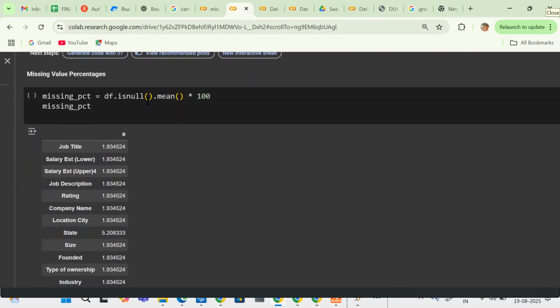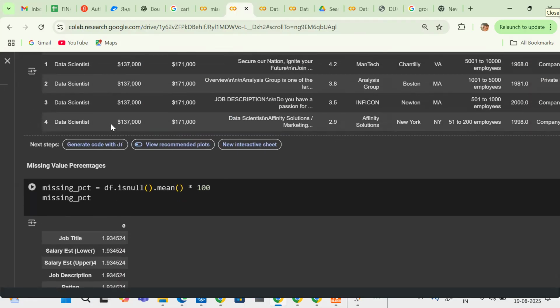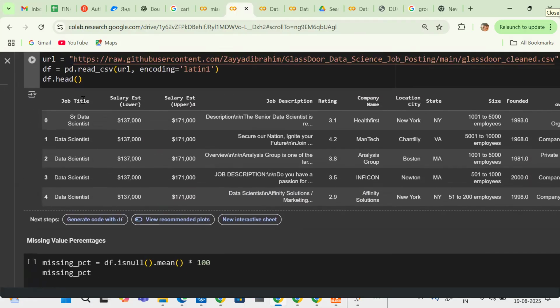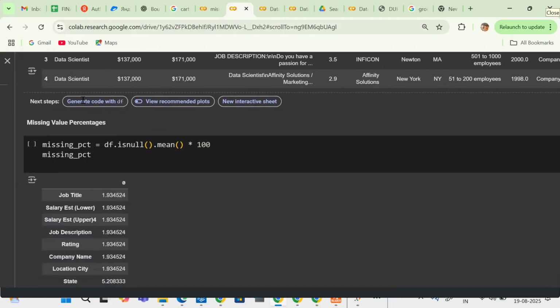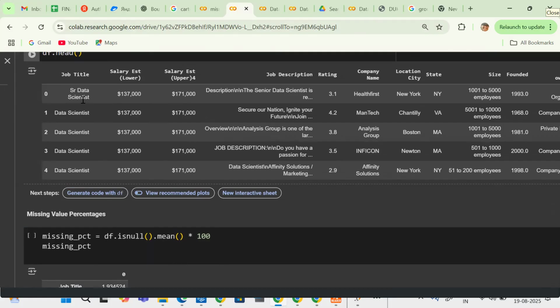So you are checking how many entries in my column are null through the isNull command, and I am taking the mean and multiplying by 100 to give me a percentage. You can see that job title has 1.9% of data missing. Now, what is job title? Job title is a column here. It's a categorical column here. You can play around with this.